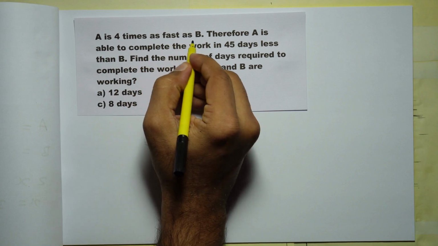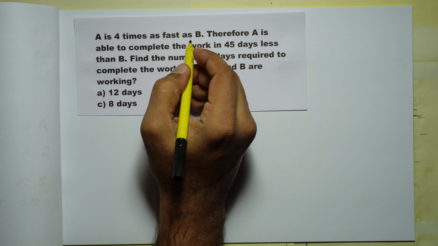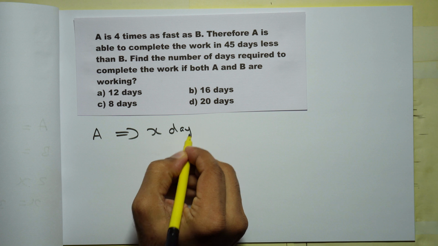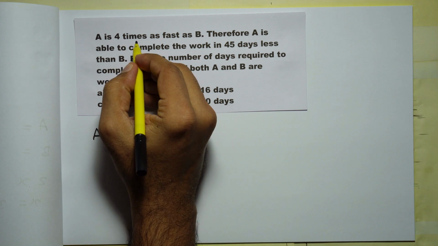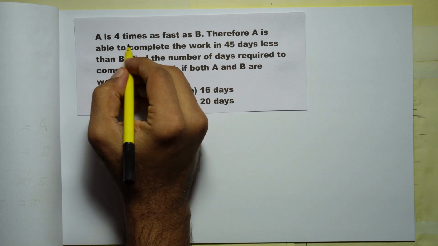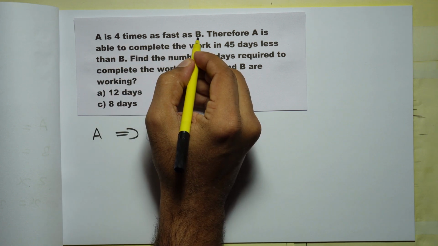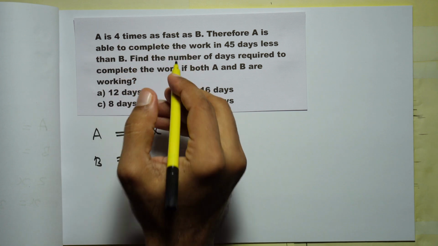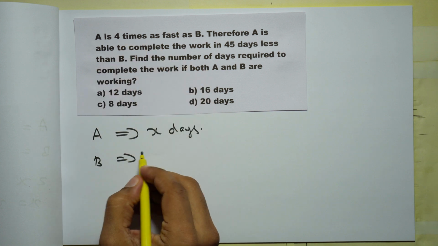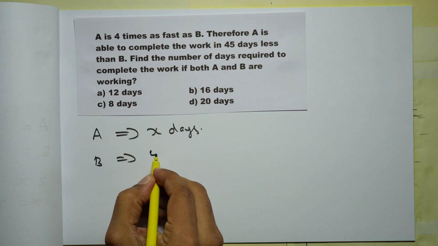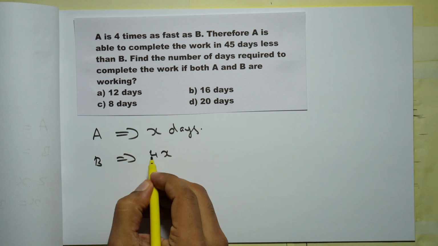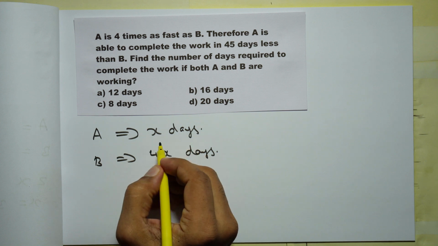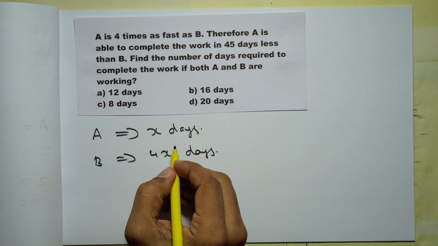A is 4 times as fast as B. So we'll just represent that data. Now assume that A can do the whole job in X days. A requires X days. Now A is 4 times as fast as B, which means that A will do 4 times as much work as B, or B will do only 1 by 4th the work done by A. So B will require 4 times as much time. So if A requires X days, B will require 4X days, because B will do only 1 by 4th the work done by A. So this is the initial situation.